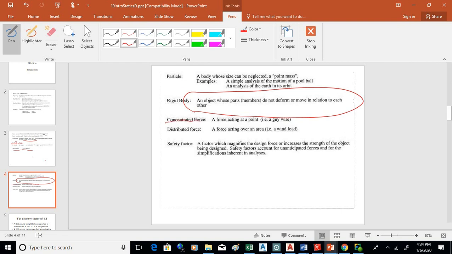We have a concentrated force, which is a force acting at a point, like a guy wire pulling on an object. Distributed force is a force acting over an area, like a wind load or a snow load or something like that.